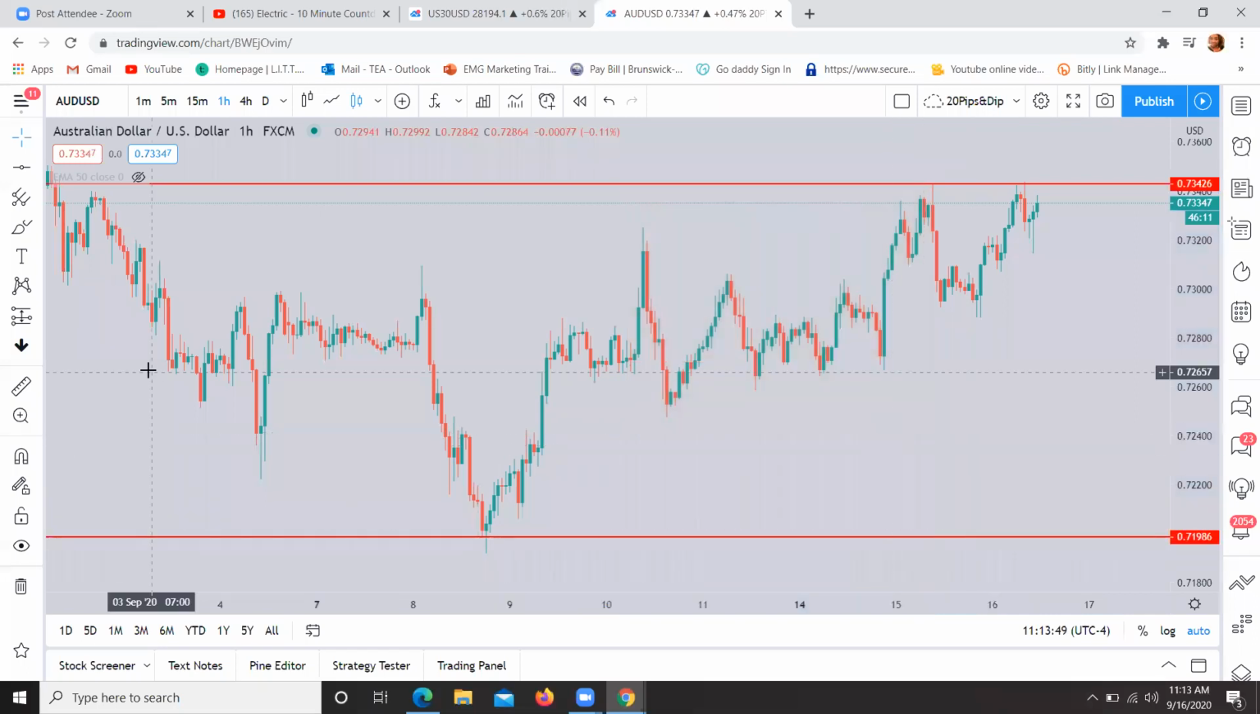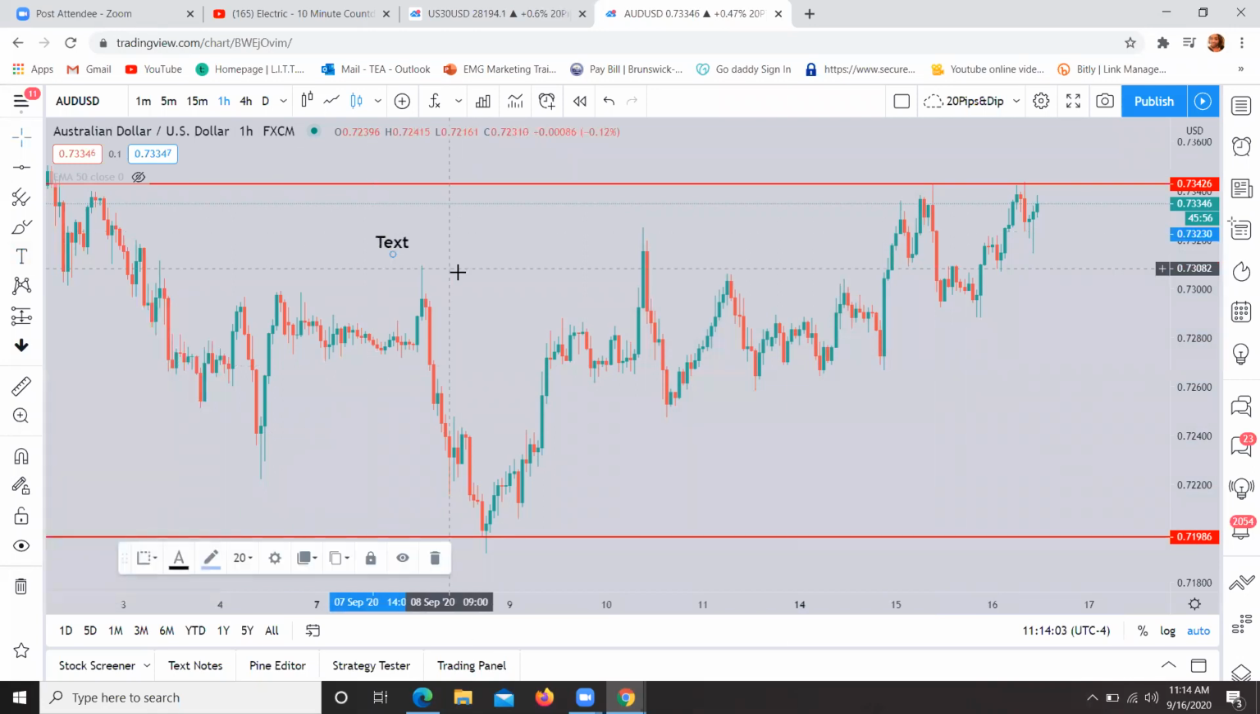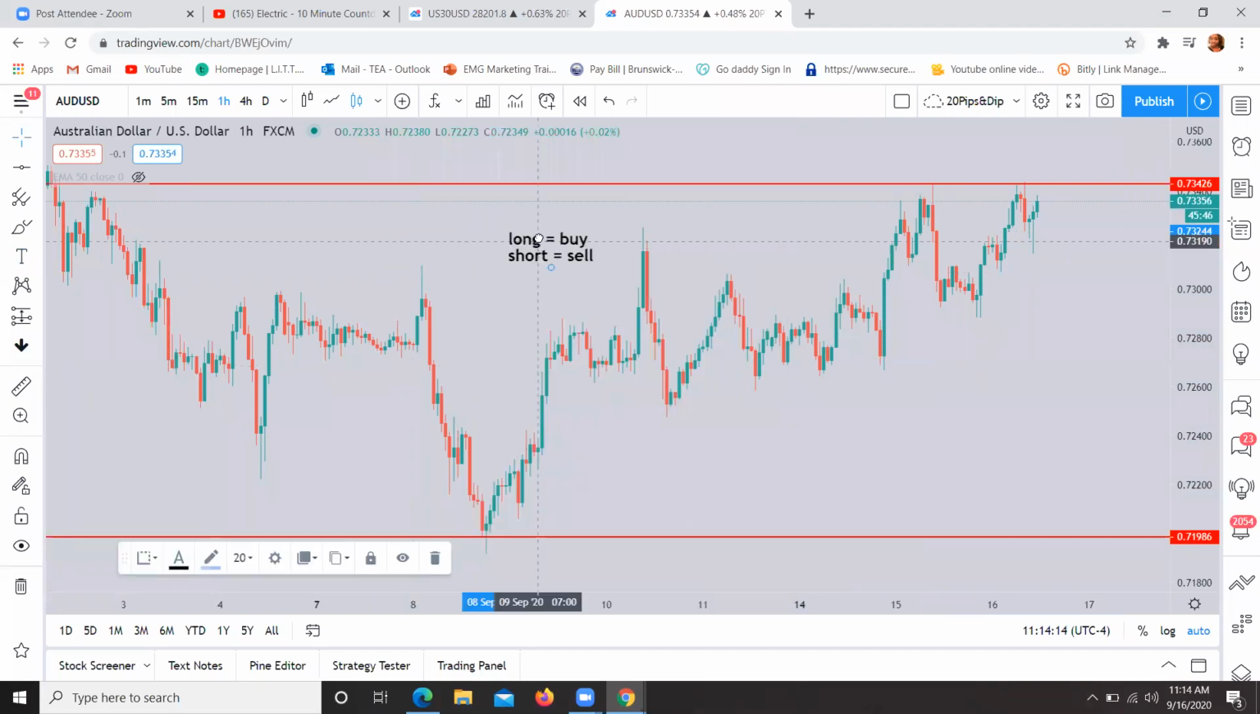All right, now there's other tools over here. When you come here, you're going to see prediction and measurement tools to your left. You're going to click here and you're going to see long. Who knows what long means? Long equals buy, short equals sell. This is Forex terminology. You're going to learn what these terms mean as we grow.